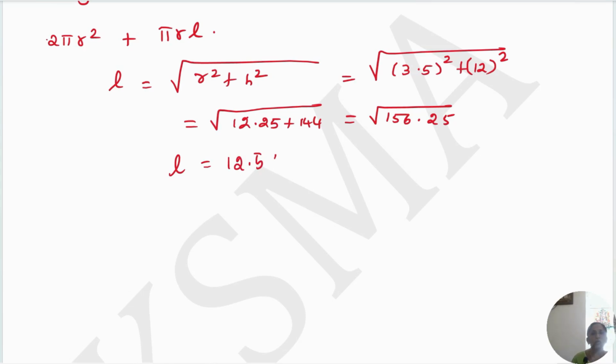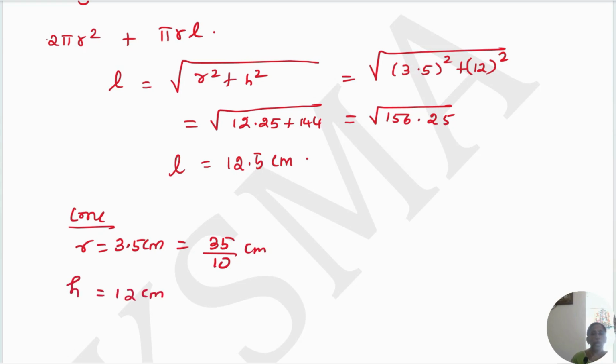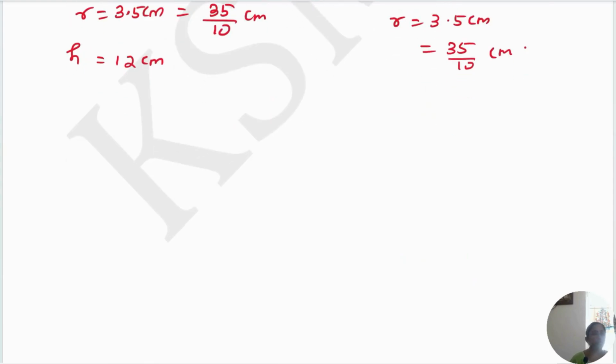Everything is in centimeter. So this is also in centimeter. Now you have to substitute values. So in this case, for the cone structure, the radius is 3.5 centimeter. So 35 divided by 10 you can write it. And height is equal to 12 centimeter. And for the hemisphere, the radius is 3.5 centimeter. So that is 35 divided by 10. You can take it and substitute in your formula.